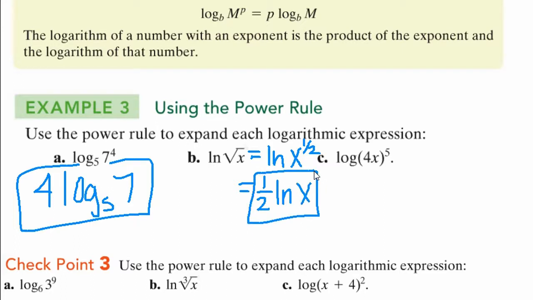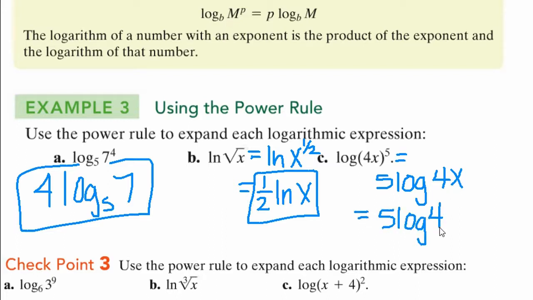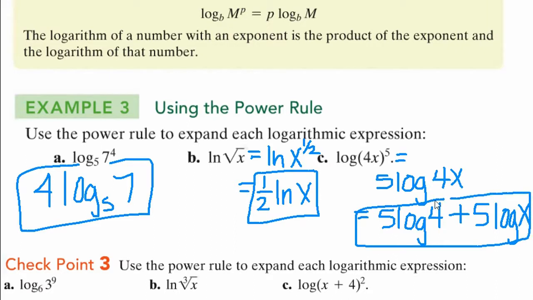All right, so if I look at C, I'm going to start by bringing down the 5. So I get 5 logarithm of 4x. But now that I've gotten rid of the exponent, I see that there is multiplication. So multiplication can expand into addition. And so that 5 is going to stick with each of them. So it's 5 log 4 plus 5 log x. Because that 5 was being applied to both of them. And I could also just write the 5 in front with parentheses.